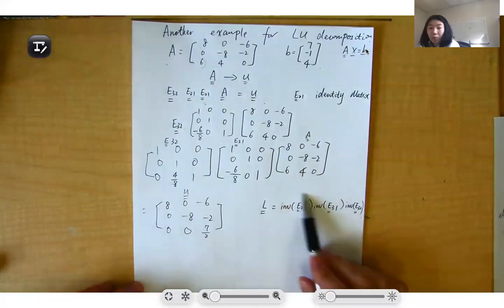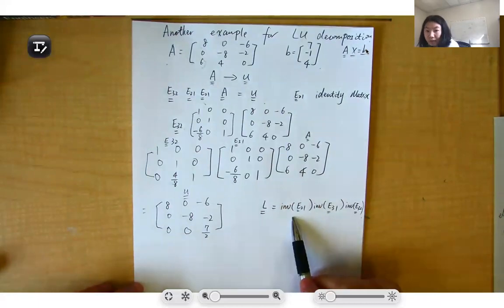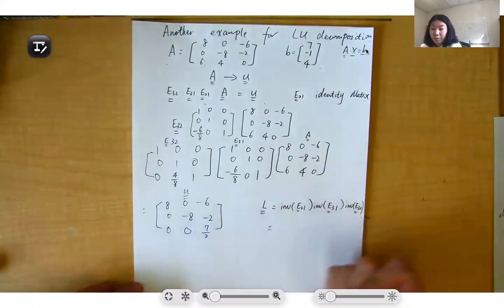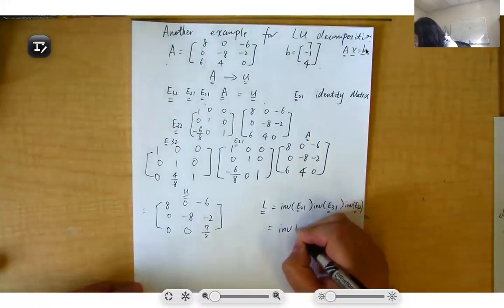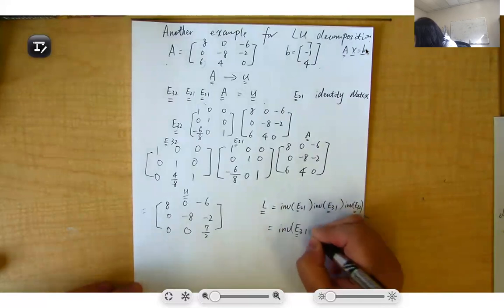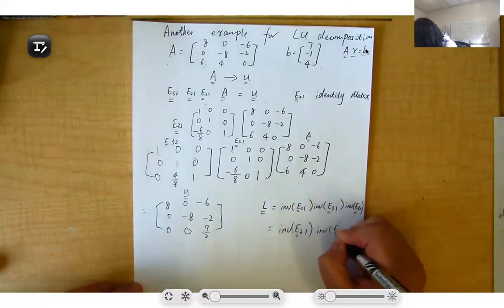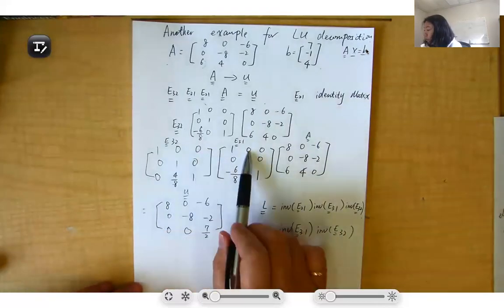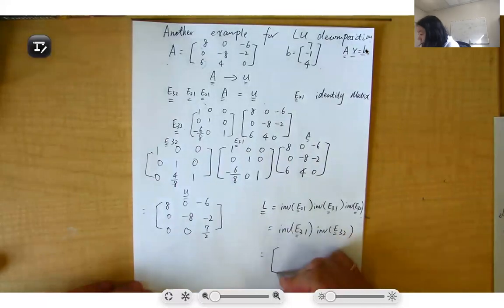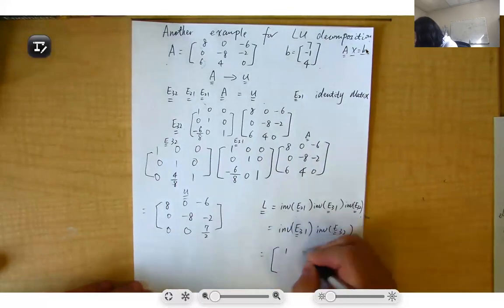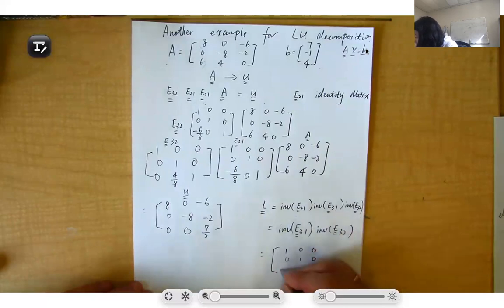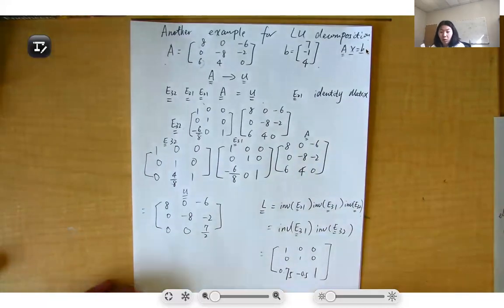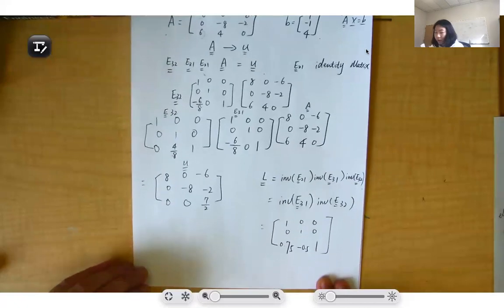And since the inverse of E21 is the identity matrix, for this particular problem it will be just the inverse of E31 times the inverse of E32. And you already know what E31 and E32 are, so you know what the L matrix is. It will be 1, 0, 0, 0, 1, 0, -0.75, -0.5, 1. Okay, so this is your lower triangular matrix.